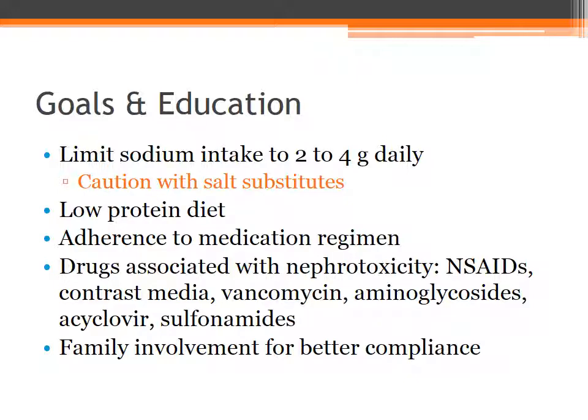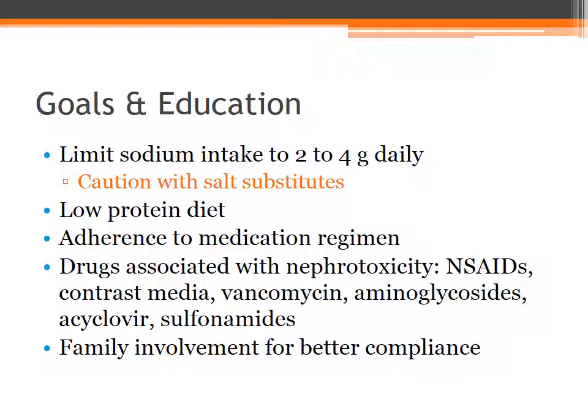So you want to limit his sodium intake to prevent further fluid retention because, as you may have learned, where salt goes, water follows. So also be wary with salt substitutes because they are high in potassium and you don't want the patient to be retaining too much potassium. Also advise the patient to follow a low protein diet.